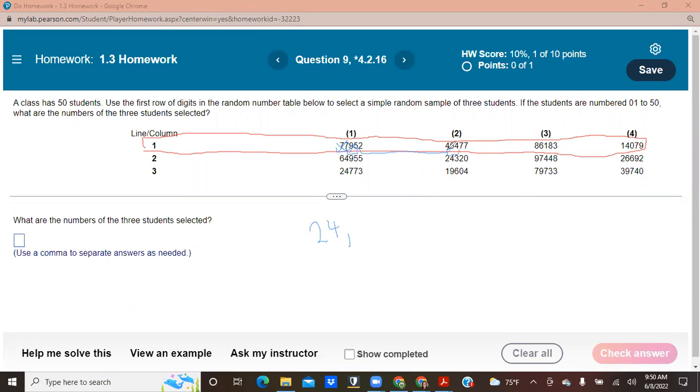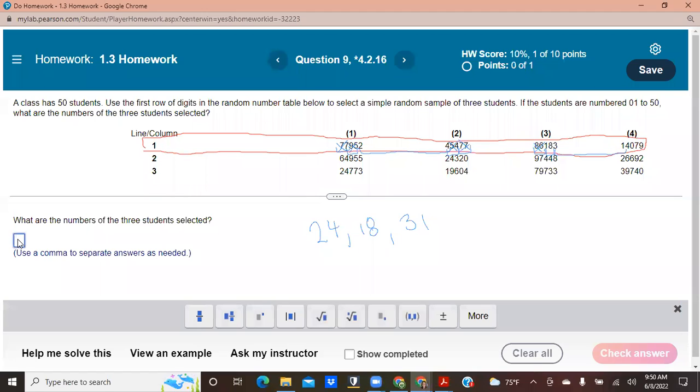Next 2 numbers, 54, no, that's not helpful. Next 2 numbers, 77, no. Next 2 numbers, 86, no. Next 2 numbers, 18, okay, yes, that one would work. And then the next 2 numbers here would be 31. And we can stop there because it said this time it was only 3 numbers that we had to worry about. So that's all right, 24, 18, 31.